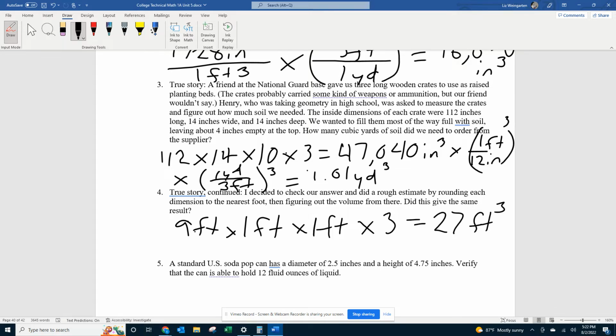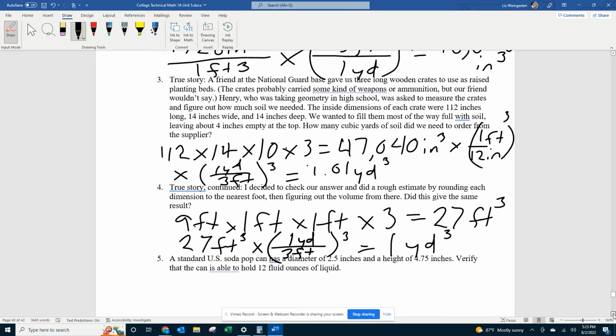Now we have to convert that to cubic yards. We get 27 times, we need feet on the bottom, 3 feet for 1 yard. Cube that whole thing, and we get 27 divided by 3 cubed. 3 cubed is 27. So essentially, it's 27 divided by 27 is 1 cubic yard. So yes, that does give us approximately the same result. Let's look at our next problem.